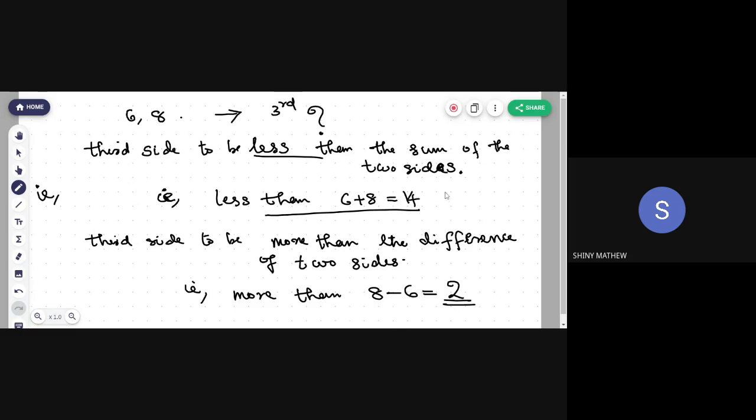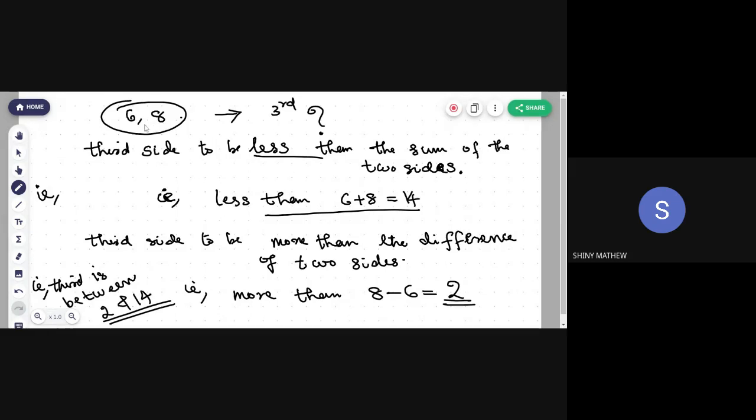Okay. So our third side can be any number between 2 and 14. That is, the third side is in between. The third side is in between 2 and 14. Whichever number between 2 and 14 we take, then we can see the sum of two sides will be more than the third side, the property will be satisfied. So if two sides are given, the third side we can find by using the same property.